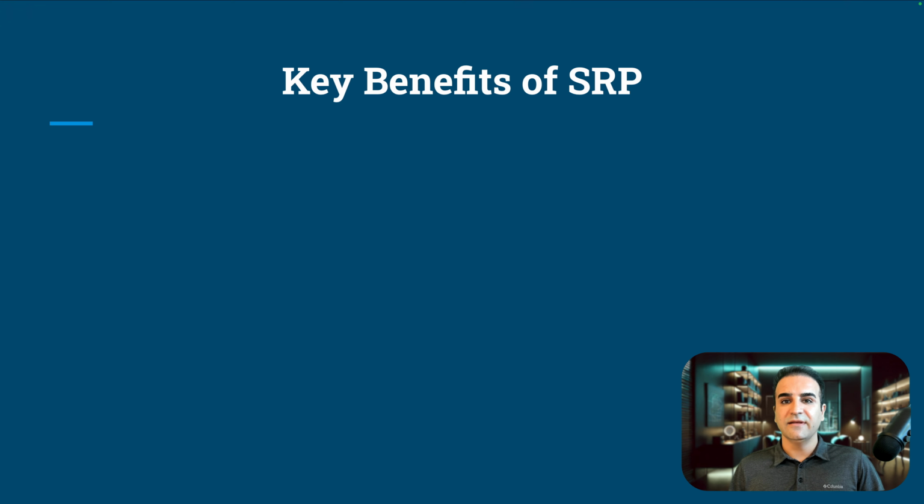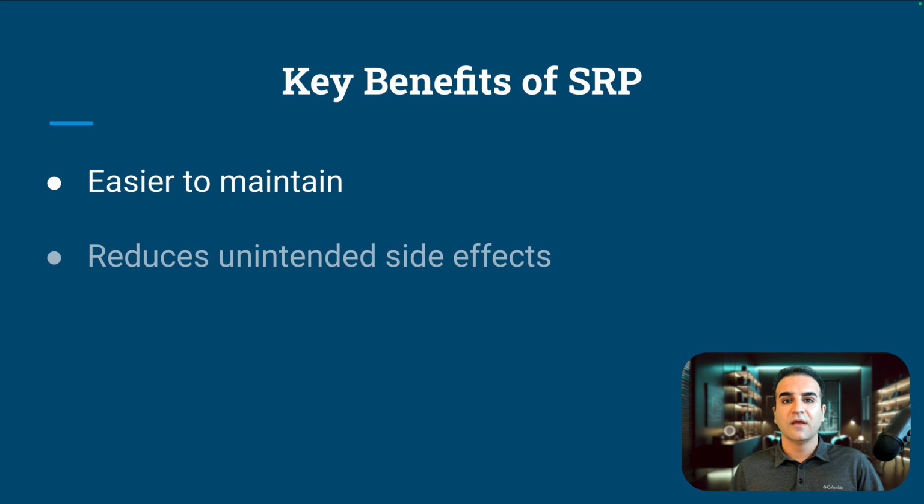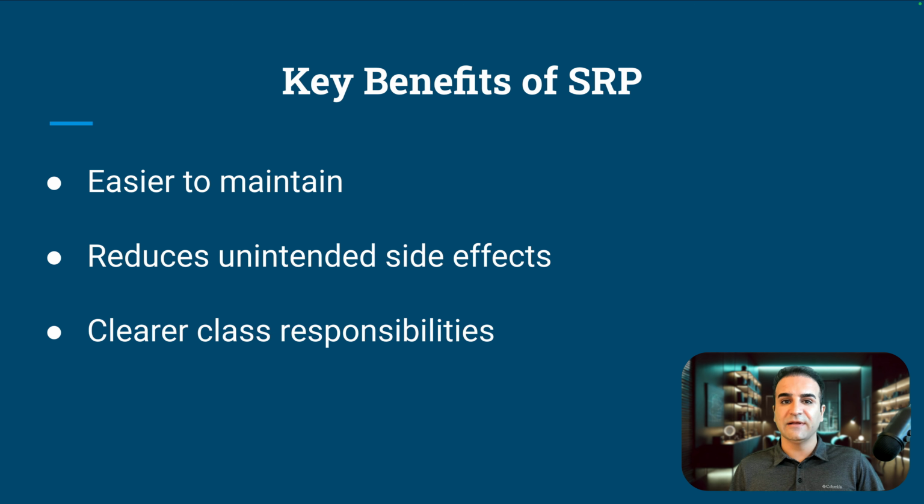To wrap up SRP, let's go over its key benefits. Easier to maintain. You always know where to look for a specific function. Reduces unintended side effects. Changes in one class are less likely to break other parts of the system. Clearer responsibilities. Each class's role is clear, making the codebase intuitive for you and your team. By following SRP, your code becomes more organized and future-proof. That's it for the single responsibility principle.